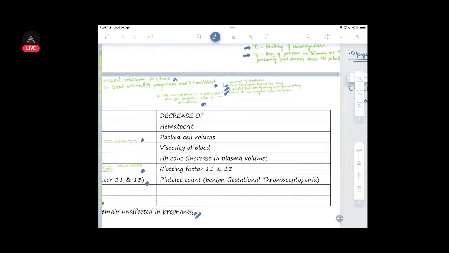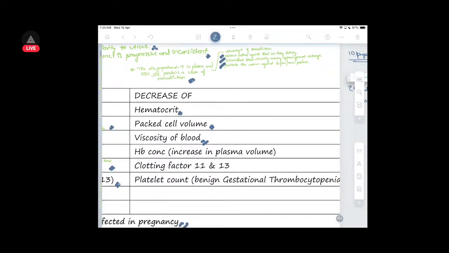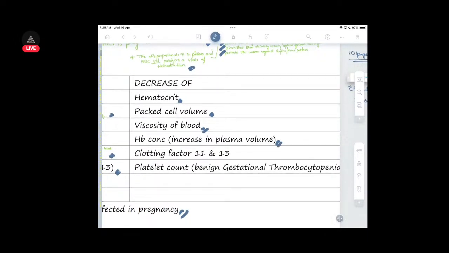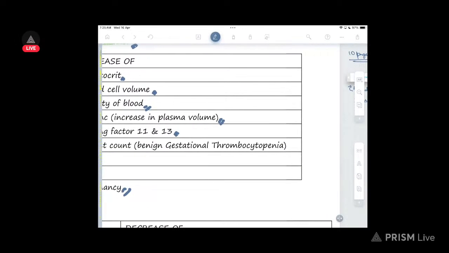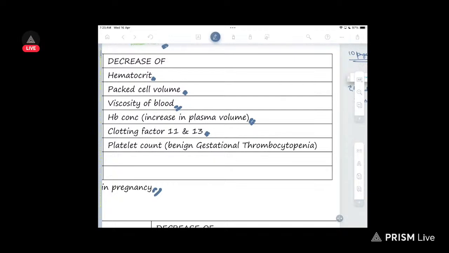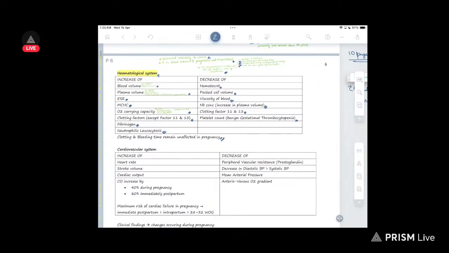So there is a decrease of hematocrit, packed cell volume, viscosity of blood, and hemoglobin concentration, because there is an increase in plasma volume. Clotting factors 11 and 13 and platelet count also decrease. In benign gestational thrombocytopenia, there is a decrease of platelet count.